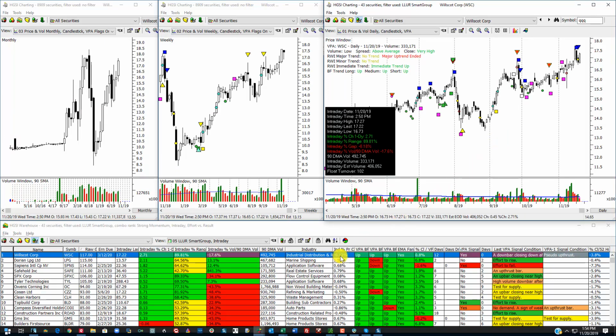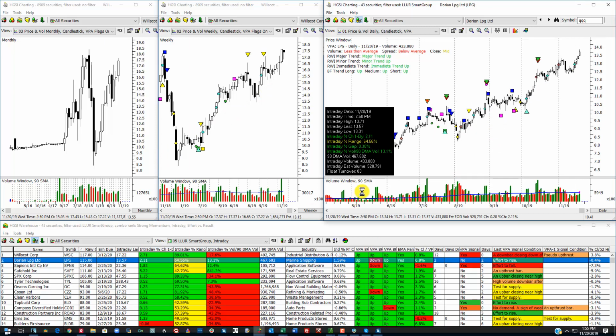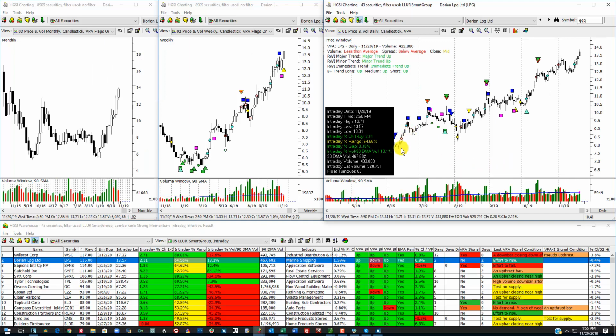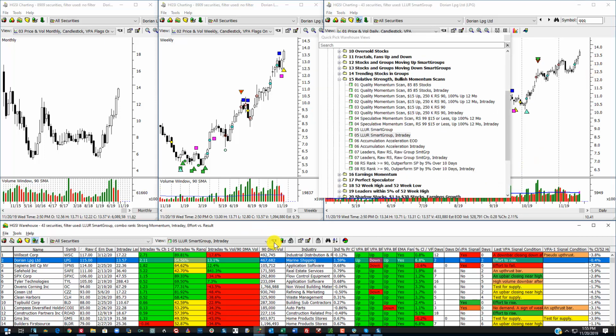Here's one, WillScot. The dailies can be loose, but they still have the characteristic of going from the lower left to the upper right. Okay, let's move on to the next one.